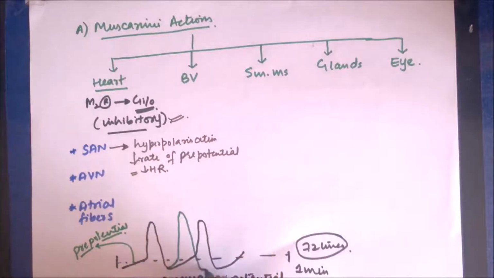Due to sympathetic stimulation, the rate of prepotential is going to increase, so the slope is going to increase and the number of cycles will increase.